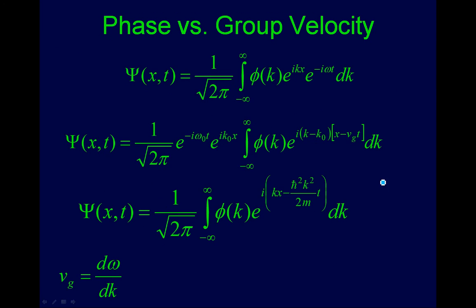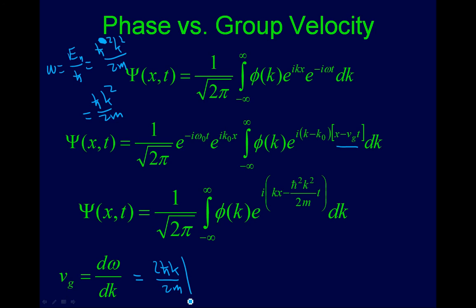Okay, so we're very happy we get this written in this way here, and vg equals d omega dk. Now if you remember, our omega was our energy divided by h bar. So for us this is h bar squared k squared over 2m. And what's really nice is if I plug this into our derivative, I get 2 h bar k over 2m.